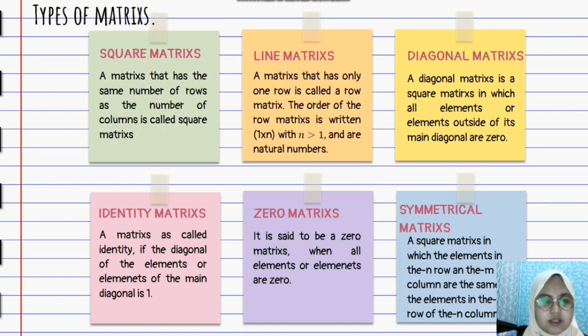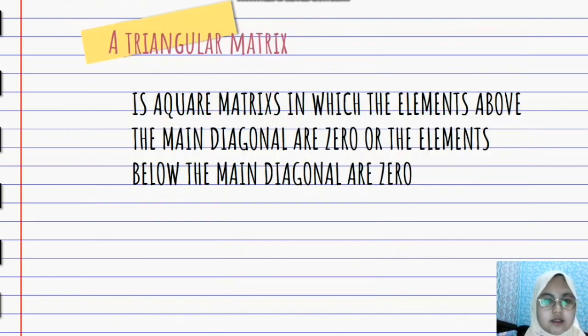4. Identity matrix. A matrix is called identity if the elements of the main diagonal are 1. 5. Zero matrix. A zero matrix is a matrix in which all elements are 0. 6. Symmetrical matrix. A square matrix in which the element in the N row and the M column is the same as the element in the M row and the N column. And the last, 7. Triangular matrix. A triangular matrix is a square matrix in which the elements above the main diagonal are 0 or the elements below the main diagonal are 0.